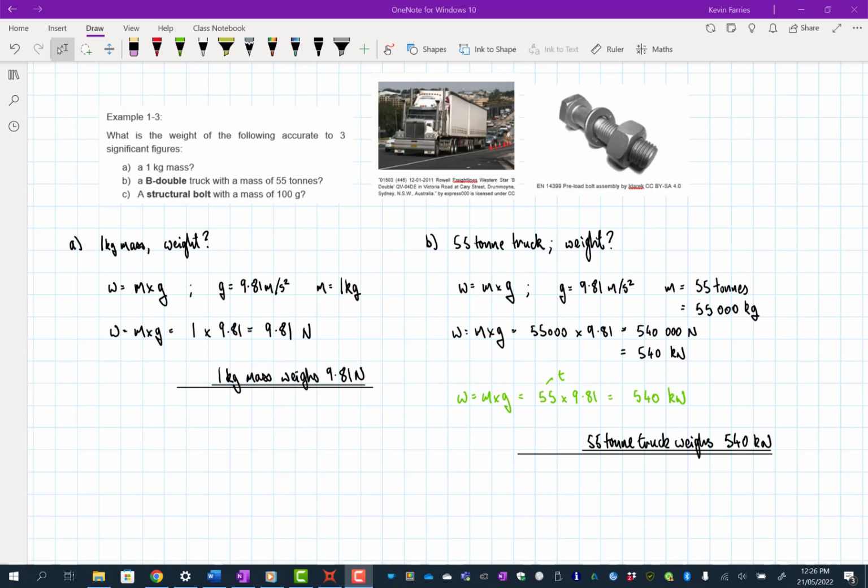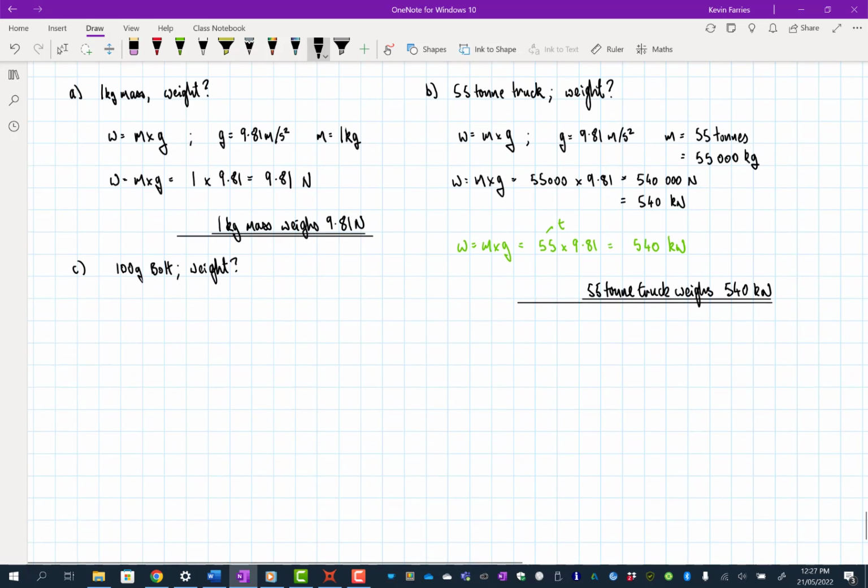One more example to go. Let's go through this one pretty quick. We've learned everything we need to know pretty much. So this is part C. We want to know the weight of a 100-gram structural bolt. So 100-gram bolt. We want to know weight. Just move the page up a bit.